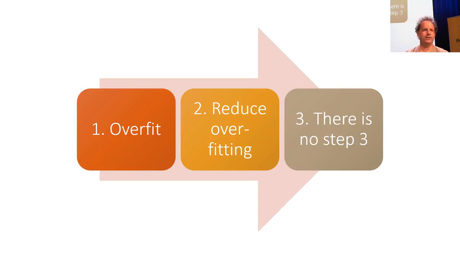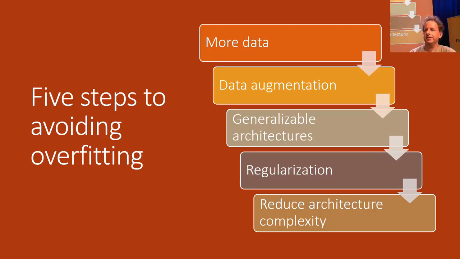So step 1 is overfit, and then step 2 is reduce overfitting, and then step 3, well, I guess step 3 is to visualize the inputs and outputs and stuff like that, to experiment and see what's going on. So 1 is pretty easy normally. 2 is the hard bit. It's not really that hard, but these are the 5 things that you can do in order of priority.